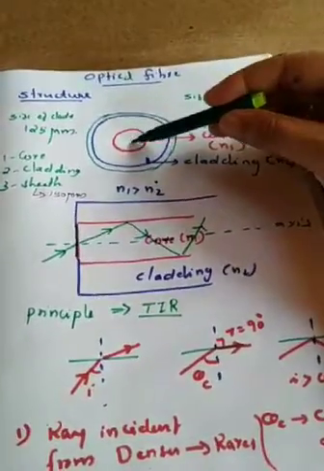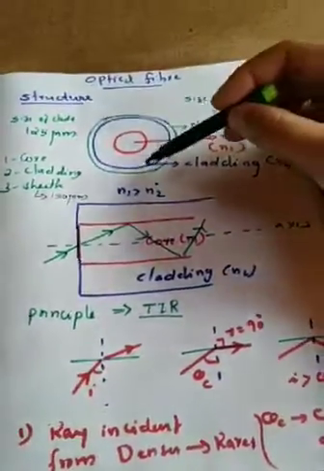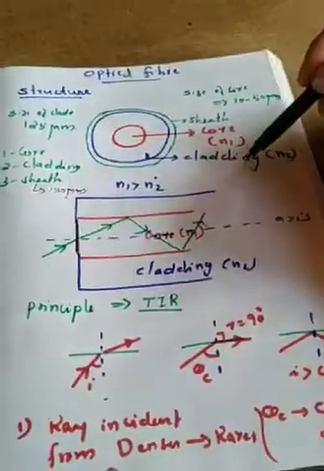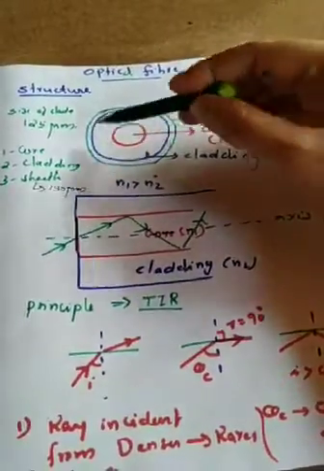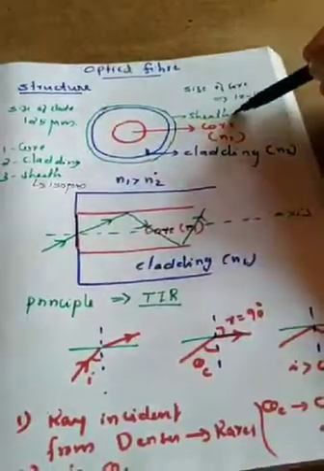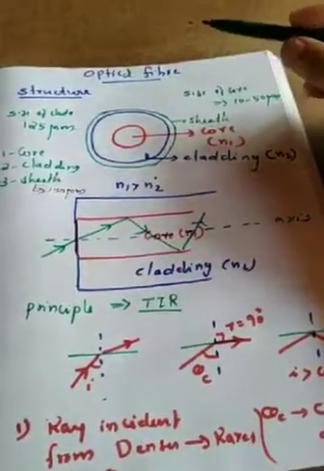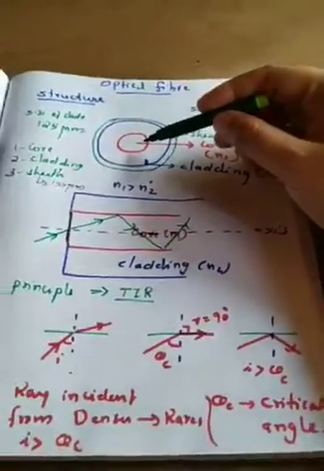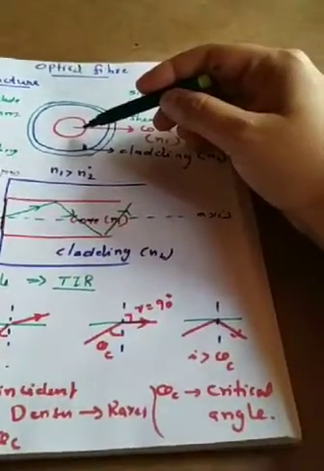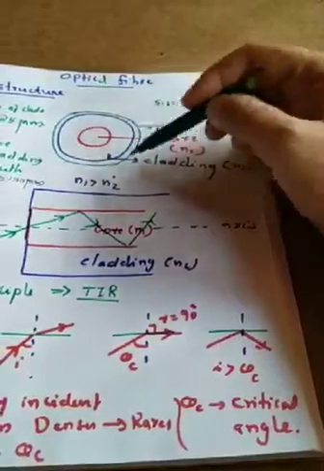The innermost cylindrical region is called core. The core is surrounded by another cylindrical region called cladding, and there is another layer surrounding the cladding, that is called sheath. These are the three main parts. Normally for study we represent only two regions, that is core and cladding.